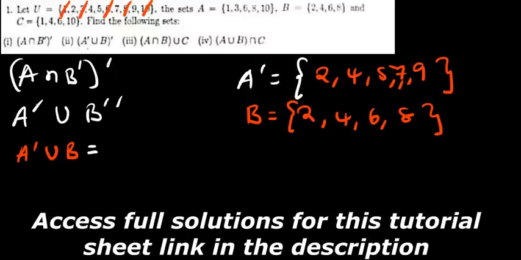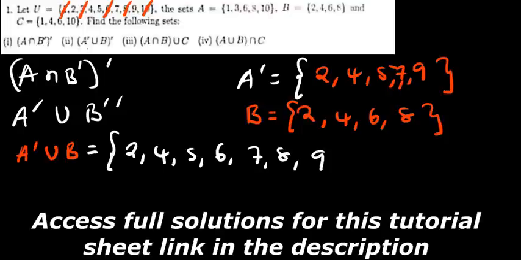So the number that appears twice, we write it once. For example, 2. So I'll just say it is 2, comma, next is 4, next is 5, 6, 7, 8, 9. So I can clearly see that I've now written all the numbers which are found in A complement and B. So the answer is 2, 4, 5, 6, 7, 8, 9. So this is the answer for the first part.